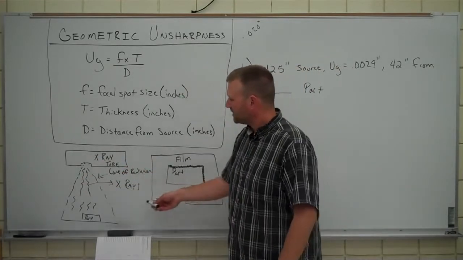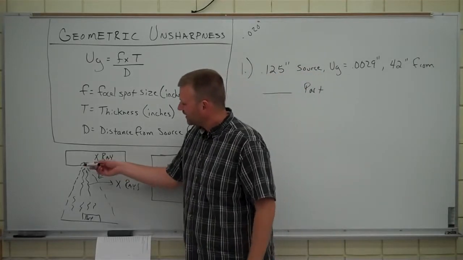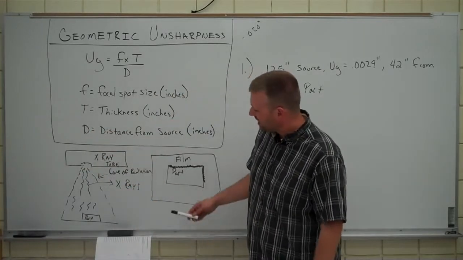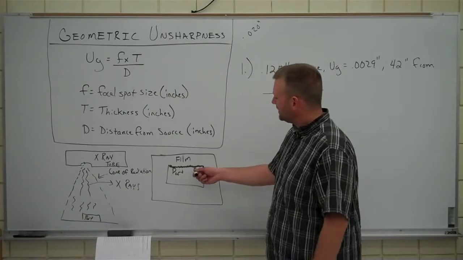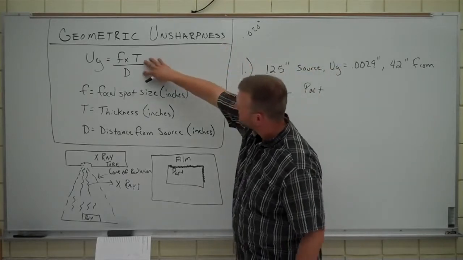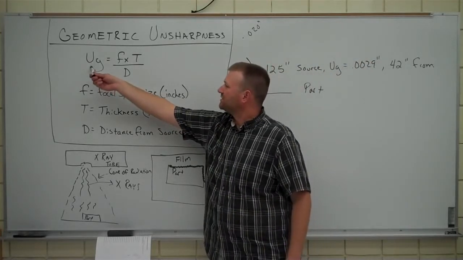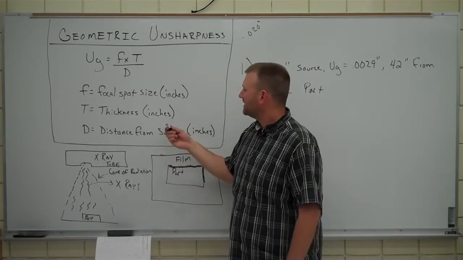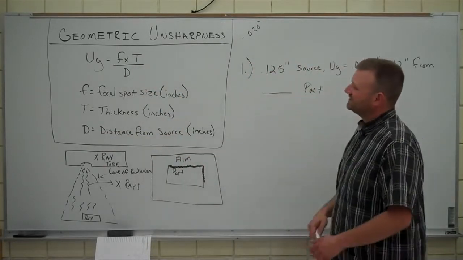So if you imagine either an x-ray tube or a gamma ray camera here, a brief description would be: x-ray tube, got a little window right here, here's a cone of radiation coming out, here's our little electromagnetic waves or x-rays coming out, here's our part laying down here, here's the film over here. X-rays travel through the part, you get an image of the part on the film, little fuzziness around the outside, that's called geometric unsharpness. This is a calculation you use to figure out how much geometric unsharpness you have. UG, or geometric unsharpness, equals F, the focal spot size in inches, times the thickness of the part, in inches, divided by the distance from the source in inches.